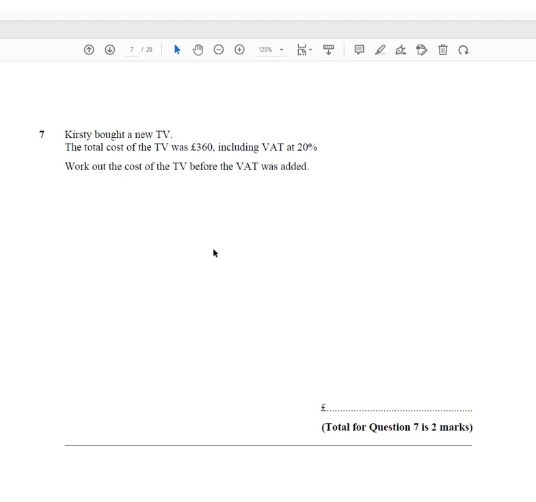Now if you know that 120% is 360, what could you do to find out 20%? What could you do to 120 to make it into 20? What could you divide by? And then you divide that by the same number. That will then tell you what 20% was. And then you can take that amount off of that 360 to get your original price.